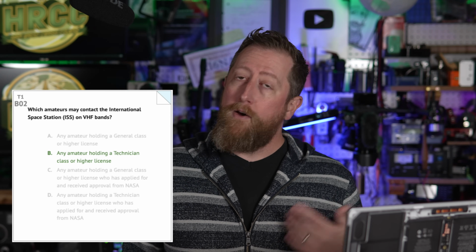Which amateurs may contact the International Space Station on VHF bands? And the answer is B, any amateur holding a technician class or higher license. Great. One of the big perks with amateur radio is we have a myriad of amateur radio satellites. One of those satellites is manned by human beings, the International Space Station, and sometimes they get on the radios, they have multiple radios, and then other times we can just use it as a repeater, a cross-band repeater, much like we have on the mountaintops, but just a lot higher.